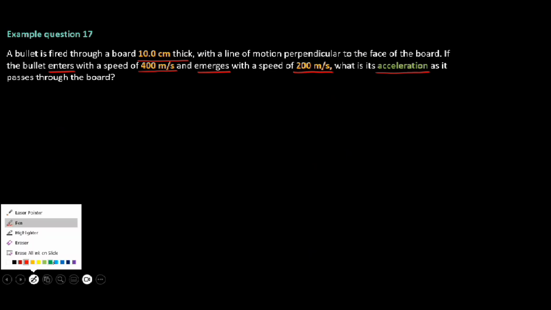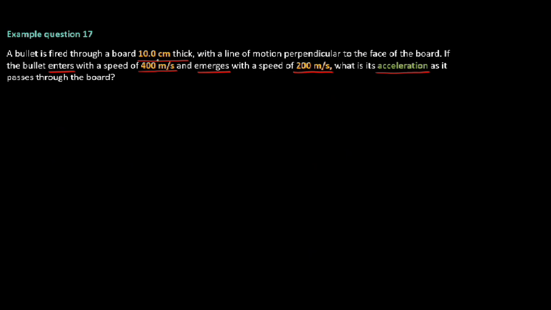So let's write down the given quantities. I have the thickness of the board, which we take as the distance the bullet travels through the board. And I write that as x minus x0 to be equal to 10 centimeter. Centimeter, we will convert it to meter by dividing this number by 100. And when you divide 10 by 100, you get 0.1 meter.